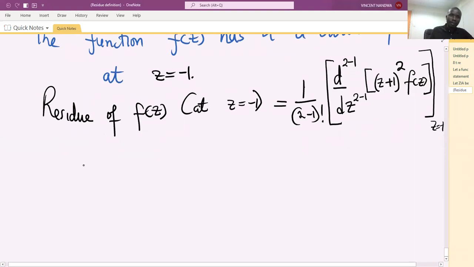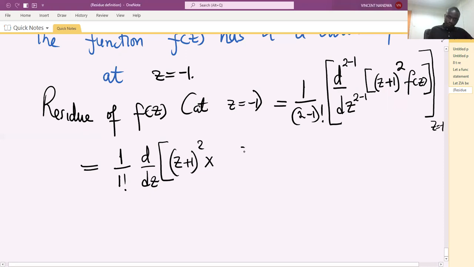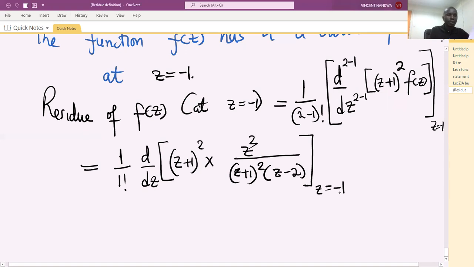So this residue will be 1 over (2 minus 1) factorial, which is 1 factorial, then d/dz of (z plus 1) squared times f of z, which is z squared over (z plus 1) squared multiplied by (z minus 2). And then all of this has to be evaluated at z equals negative 1.